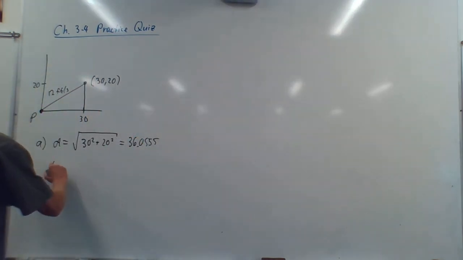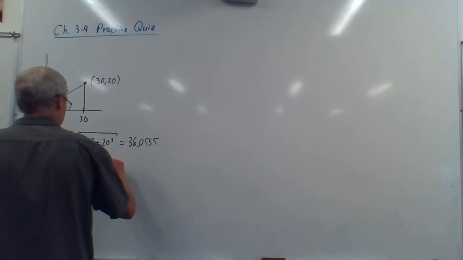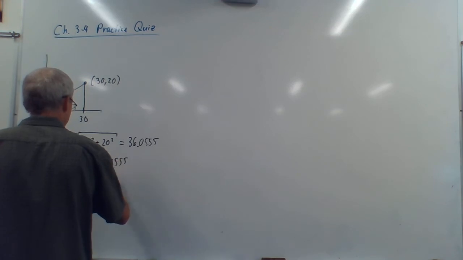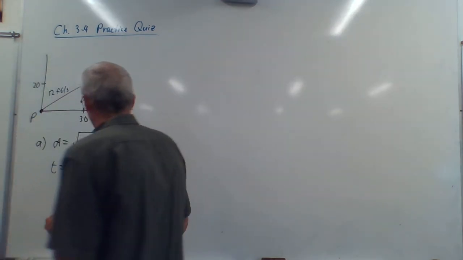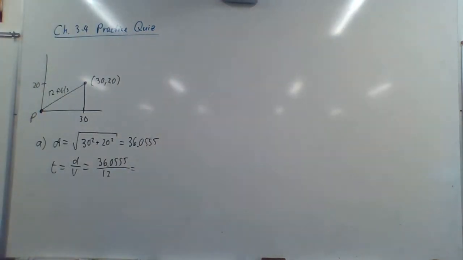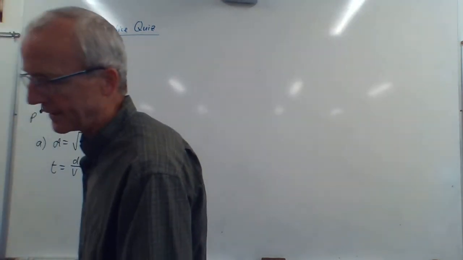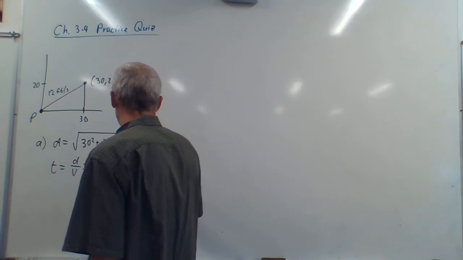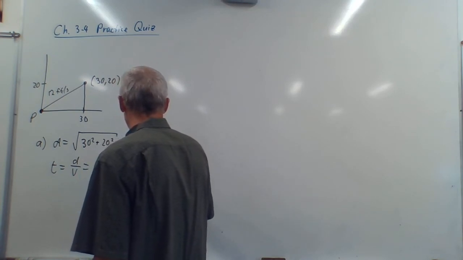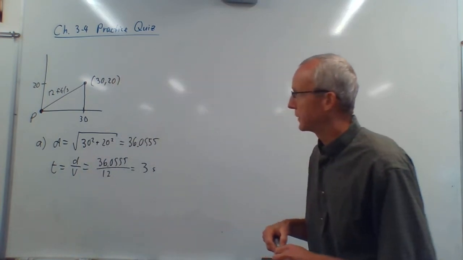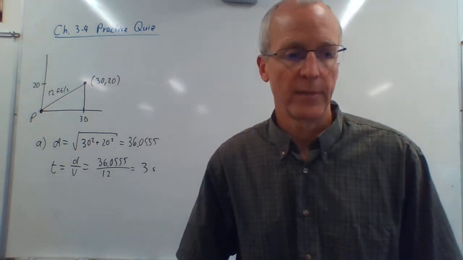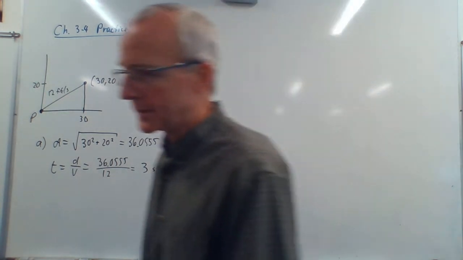So the time it took him is always distance divided by velocity. So 36.0555 divided by 12. And that would be, boy, practically exactly 3. Can I just say 3? I'm just going to say 3. 3 seconds. Took him 3 seconds to get there. All right, well, that's cool.